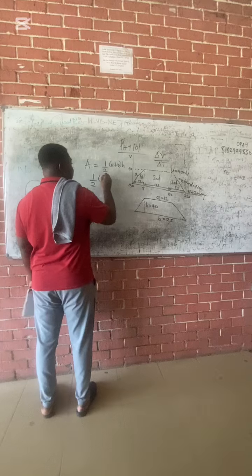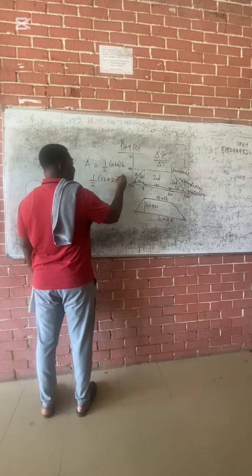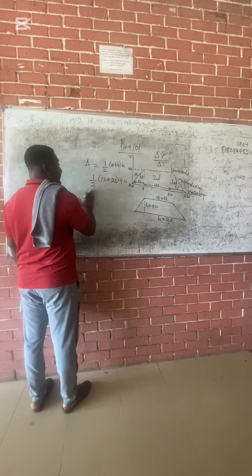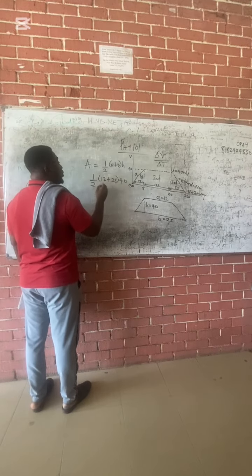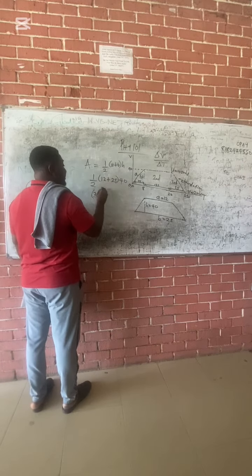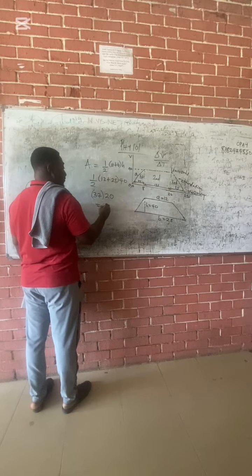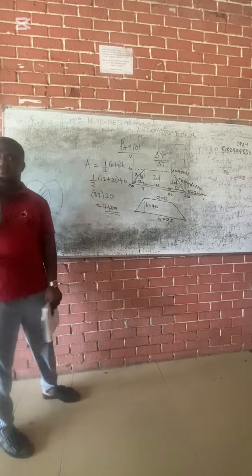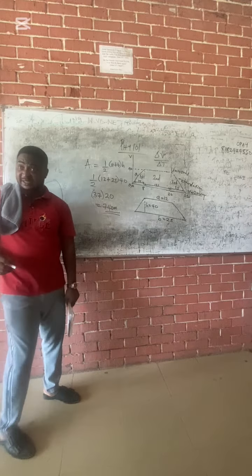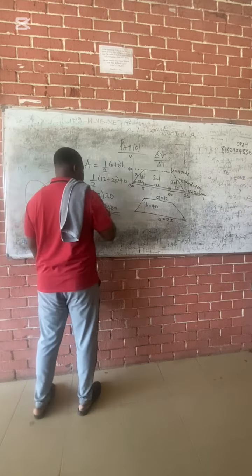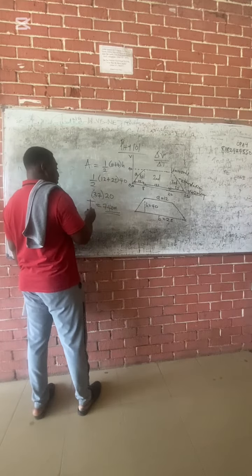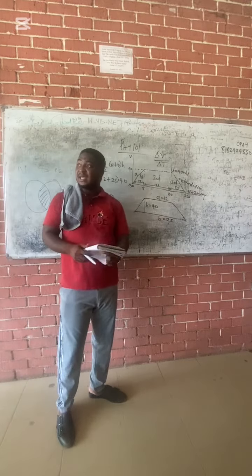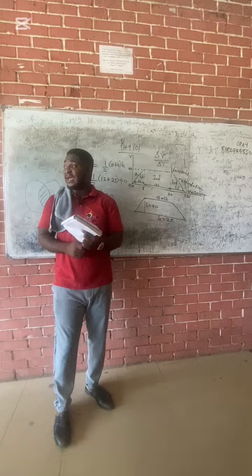Half, what's A? 12. What's B? 25. What is our height? 40. Half of 40 is 20. 12 plus 25 is 37. 37 times 20 gives you 740. Someone should confirm, I'm using my head. What's 37 times 20? Correct, 740 meters, the total displacement covered by the body, by just using the area of the what? Trapezium.